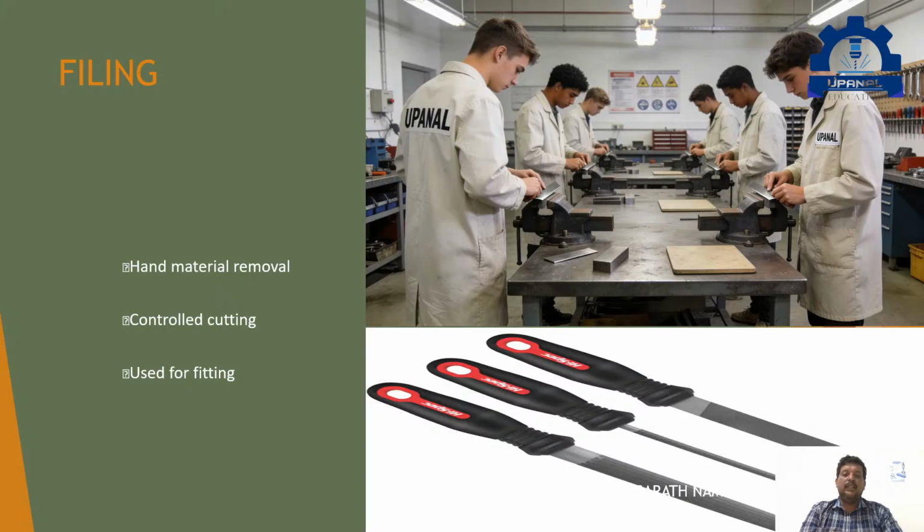Now we'll go into one step at a time. First one, what is filing? Filing is nothing but removing material using the hand. We use a tool called a file, which you can see in the images here. We can use these files in a controlled way to remove material. If you want more material removed, we use one type of file. If you want less material removed, we use another type. So we'll see about filing first.